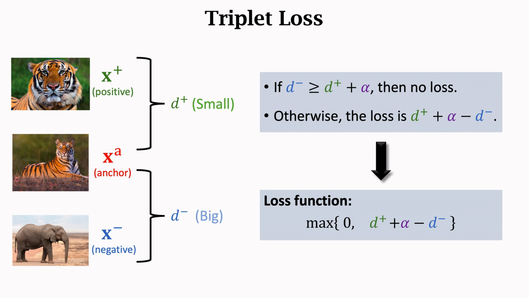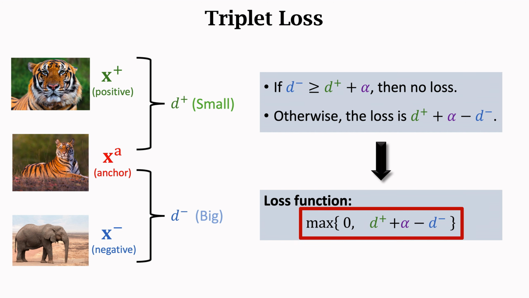In sum, we define such a loss function. If the positive plus alpha minus the negative is greater than zero, then it is a loss. It means we cannot distinguish between an elephant and a tiger. Otherwise, if the positive plus alpha minus the negative is less than zero, which means the classification is right, then there is no loss. The loss is simply zero. Such a loss function is called a triplet loss.